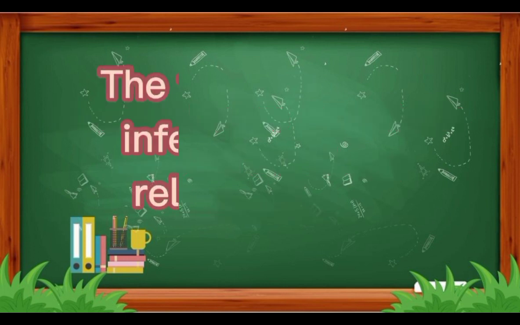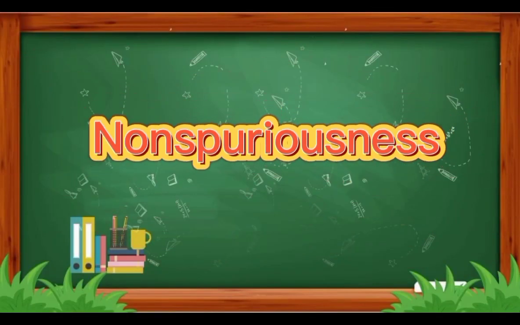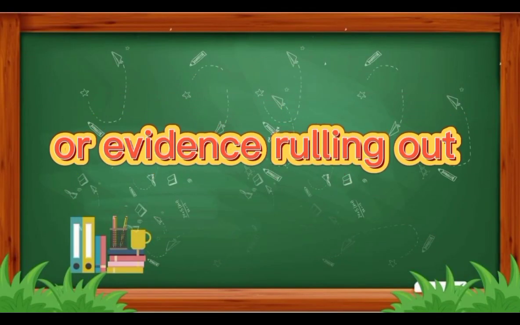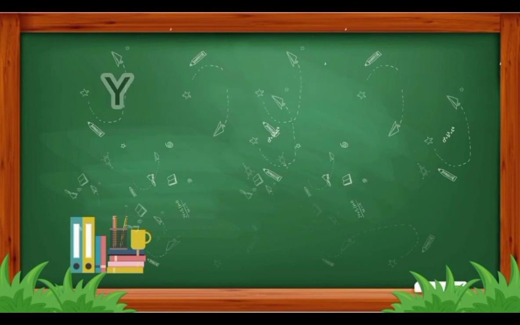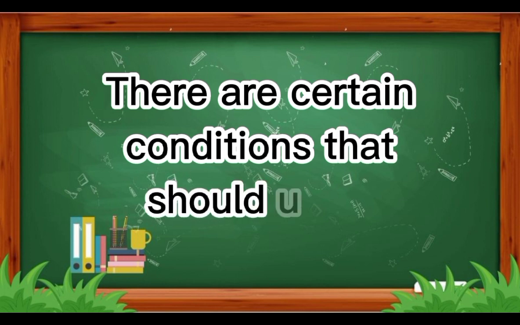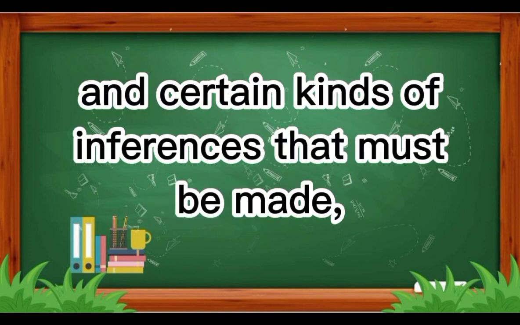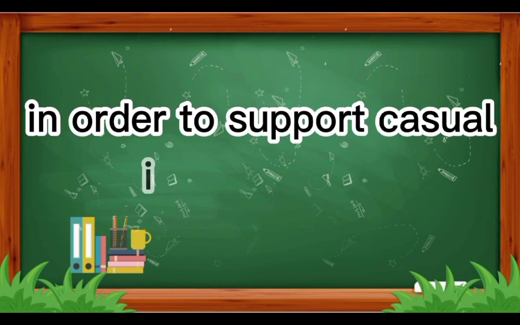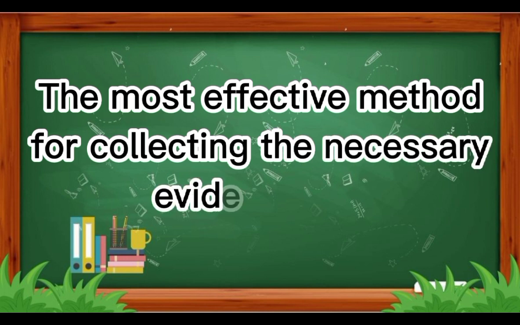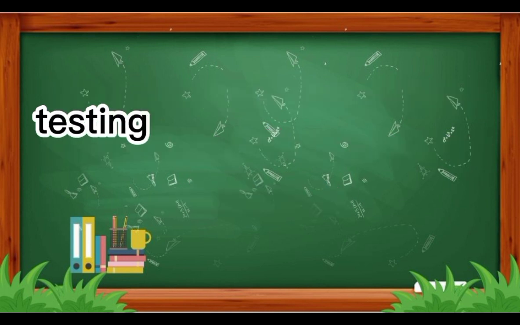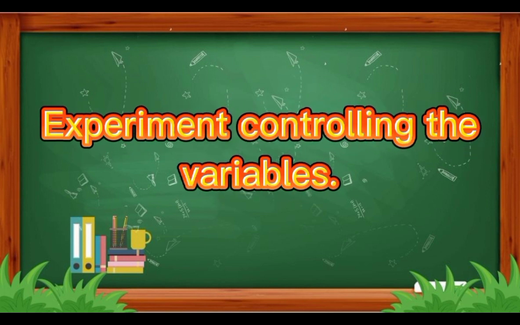The third basis for inferring a causal relationship is non-spuriousness, or evidence ruling out other factors as possible causes of the dependent variable. There are certain conditions that should exist, and certain kinds of inferences that must not be made. In order to support causal relationships, the most effective method for collecting the necessary evidence or testing a causal hypothesis is the experiment controlling the variables.